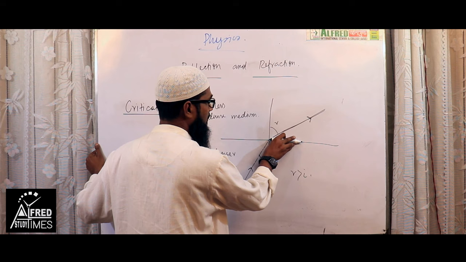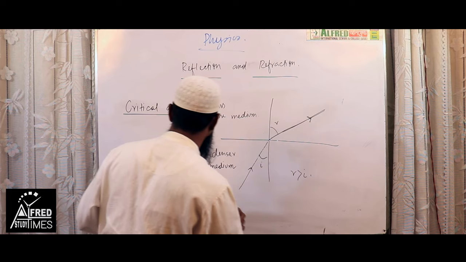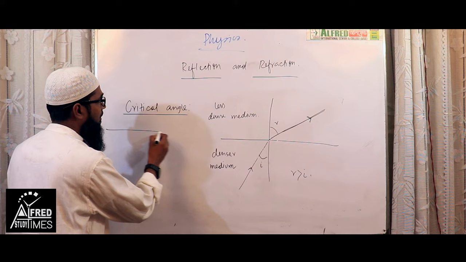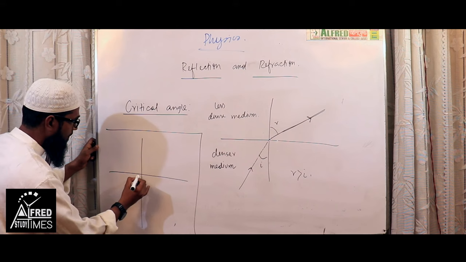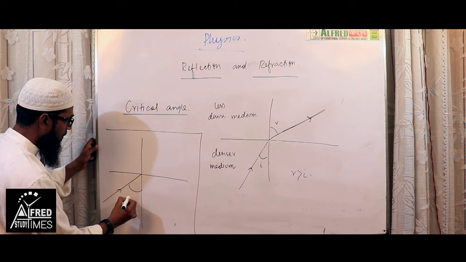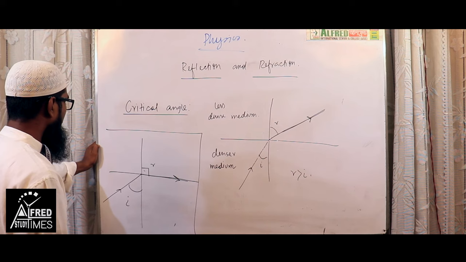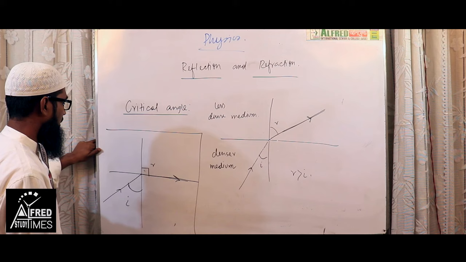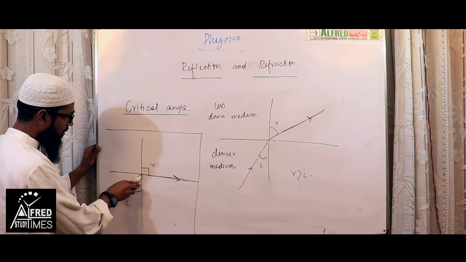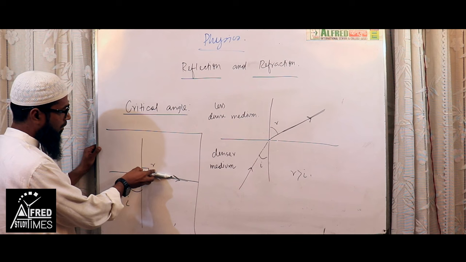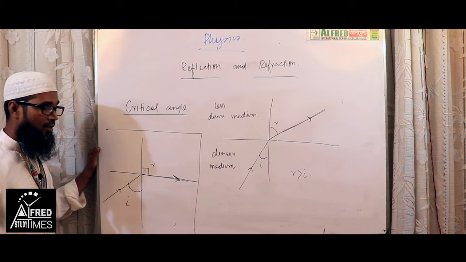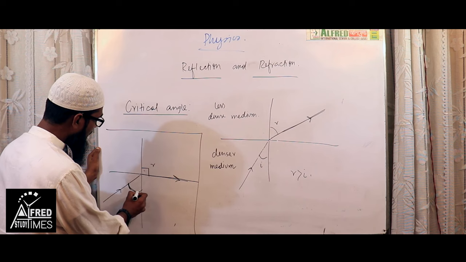Suppose I am giving you a special diagram here. For a certain angle of incidence, the angle of refraction R is equal to 90 degrees. I am telling you again, if we increase the angle of incidence here, the angle of refraction will also increase, and it will come to the surface first. And for a certain value of the angle of incidence, the angle of refraction will be 90 degrees.